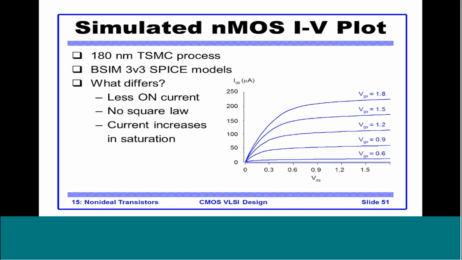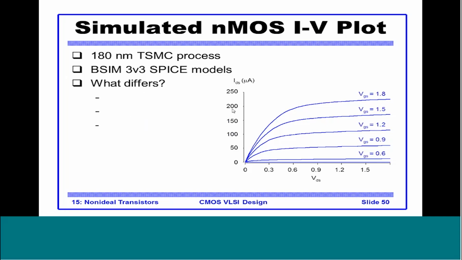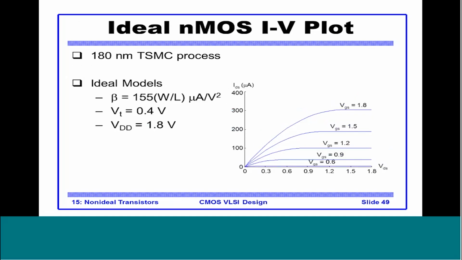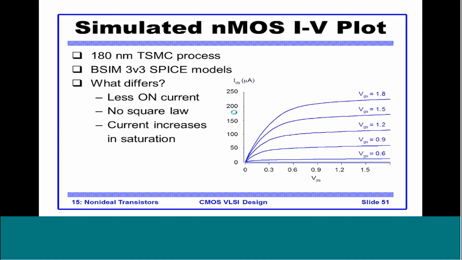What we see is less on current. If we see the IDS here goes till 250, or let's say for VGS 1.8, the IDS lies between 200 and 250 microampere. However, on the previous slide the IDS is much higher, between 300 and 400. So we see less on current. We see no square law. That means the current here in saturation is increasing. It is not constant as predicted by the ideal model. Now we will see what physical effects cause this.